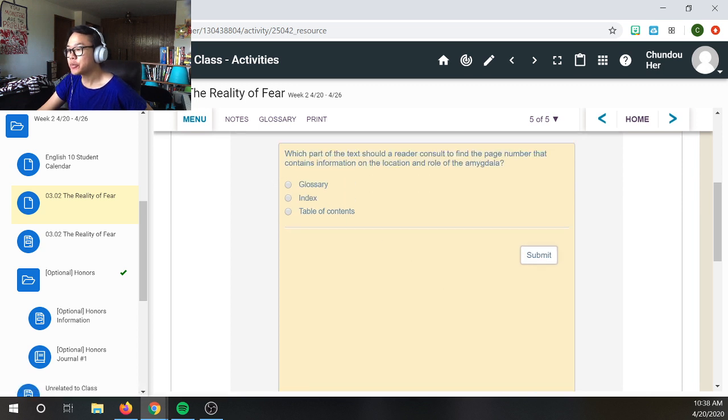Next. Which part of the text should a reader consult to find the page number that contains information on the location and role of the amygdala? That would be the index, because remember, the index gives you the page number.